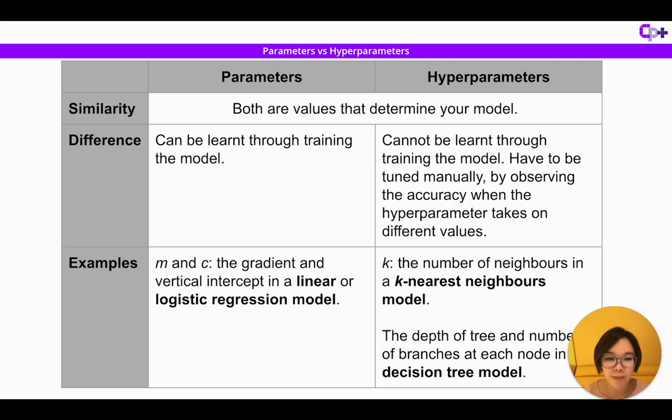Examples of hyperparameters are maybe the k in your k nearest neighbors, how many nearest neighbors you want to use to determine your question mark. And then the depth of the tree in your decision tree model. Let's say I don't want a very deep tree, I want a very short one. Then you can also decide that as well.